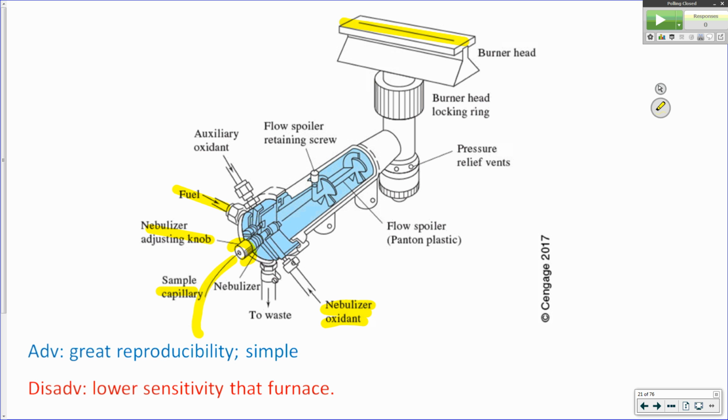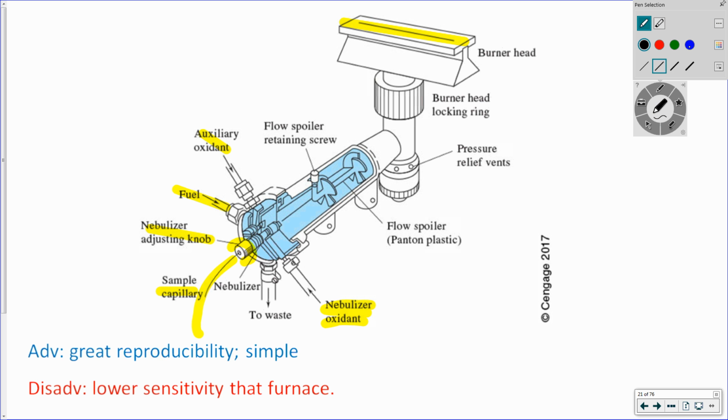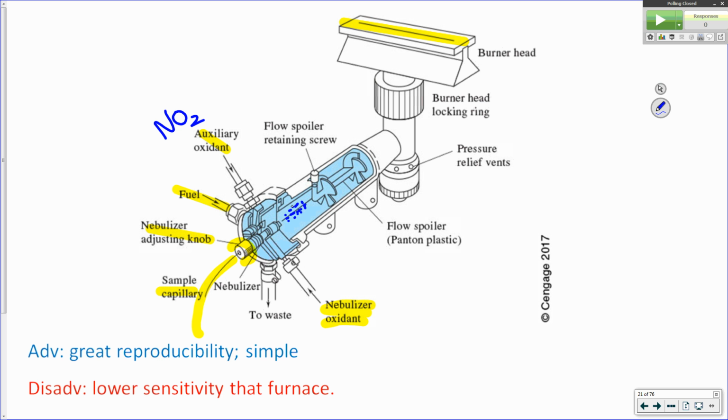So normally it's flowing in the neighborhood of 3 to 5 mL a minute, but that's something that you can adjust. And then there's an auxiliary oxidant, so if I wanted to, I could kick up the temperature and add nitrous oxide to the sample. So the idea is that the mist is being formed right here in the atomization process. And there are these baffles in here, and the baffles' job is to let the big droplets hit them and fall out of solution, or out of the mist.